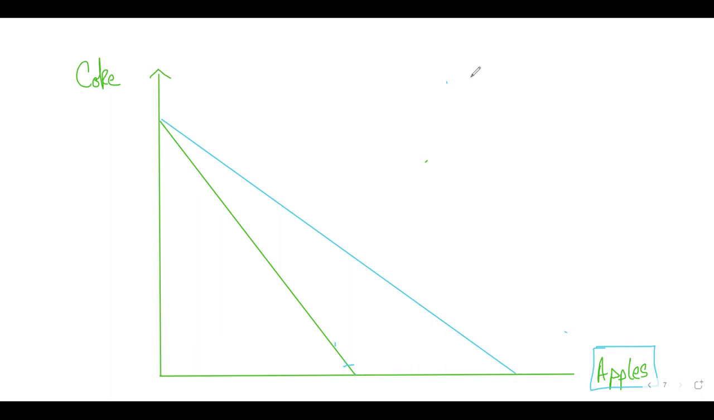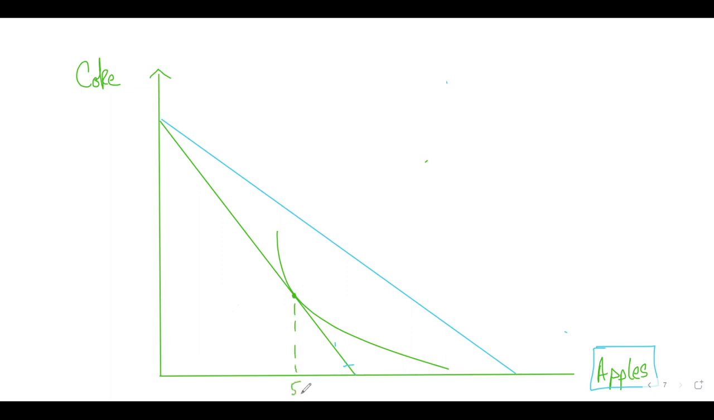Okay, now have a look at this. Let's assume your original indifference curve was like this. Is it making sense? Let's draw it like this. Your original indifference curve looked like this, right? So you were consuming this much quantity of apples.